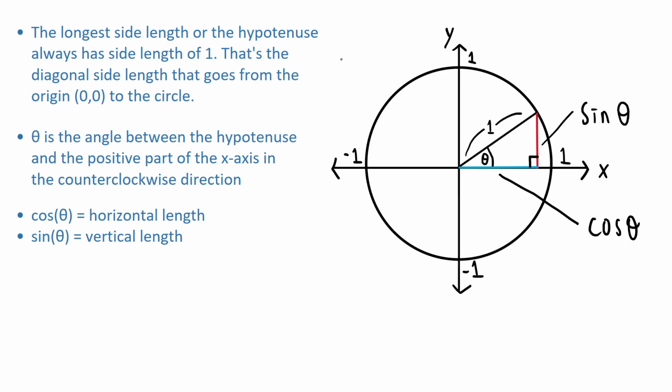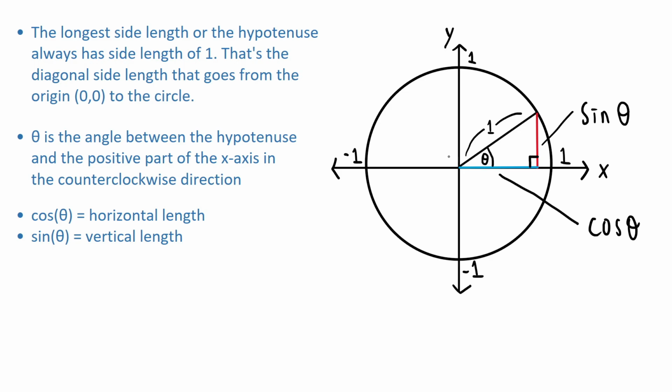The unit circle is a fundamental concept of trigonometry, and it's a circle with radius 1 centered around the origin. So that's the point 0, 0 on the Cartesian plane. So what's the definition of sine and cosine in terms of the unit circle?